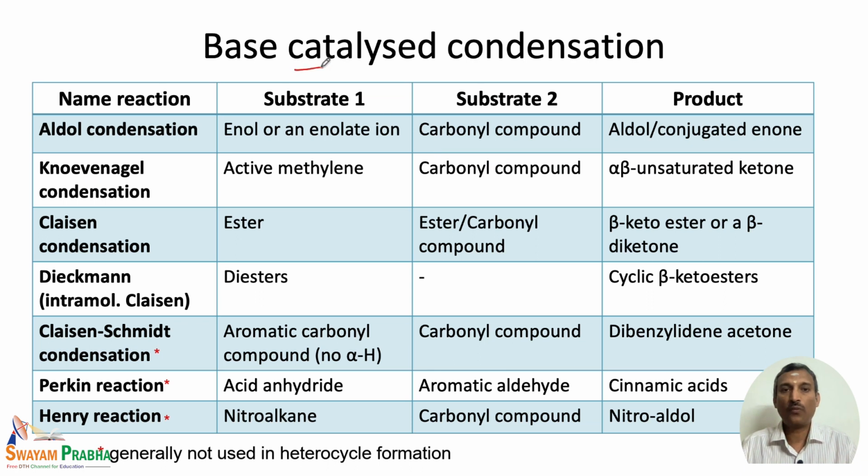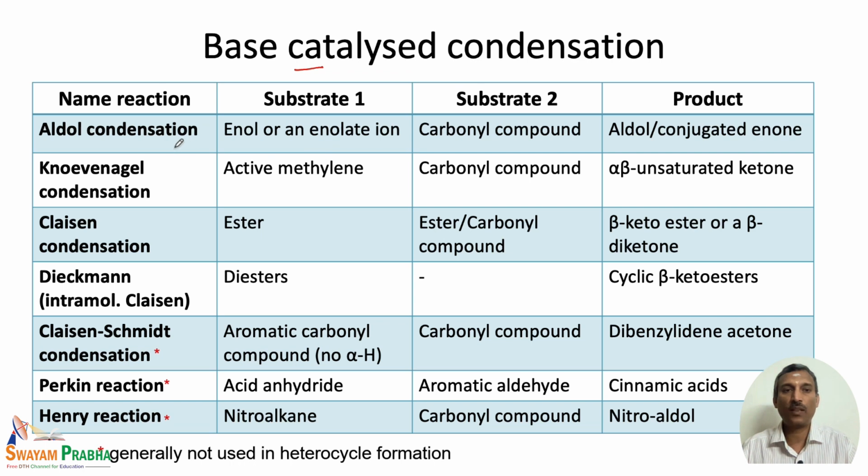And we also have various base catalyzed condensation reactions. Some of the name reactions are given here: Aldol condensation, Knoevenagel condensation, Claisen, Dieckmann, Claisen-Schmidt, Perkin and Henry are various base catalyzed condensation reactions, and all these reactions are involved in the heterocyclic ring formation in any of the steps. They may be in the beginning or they may be in intermediate steps.